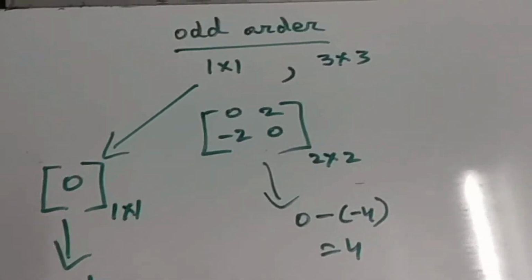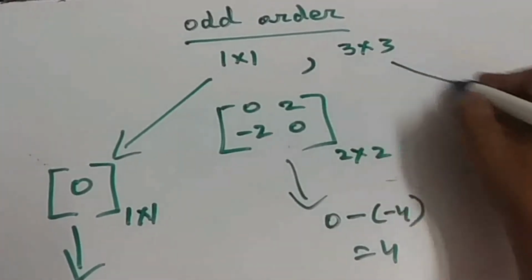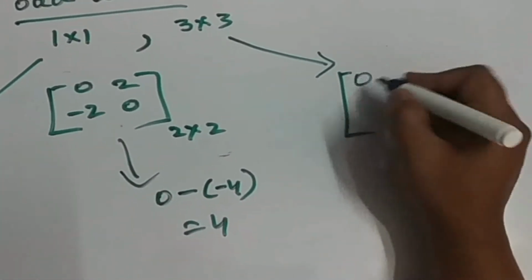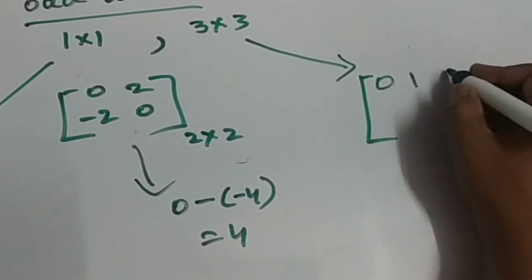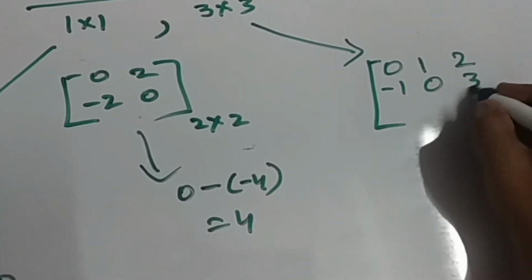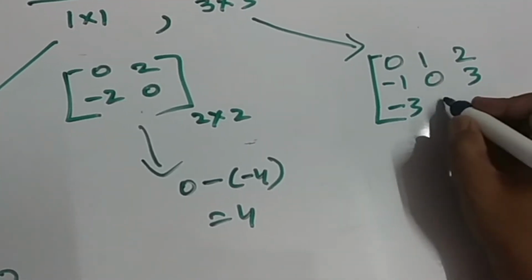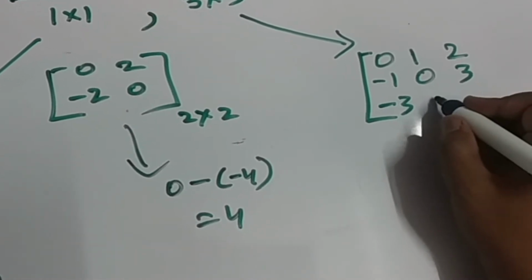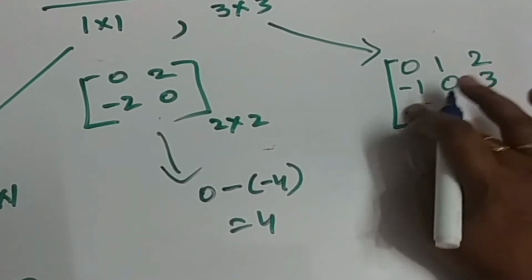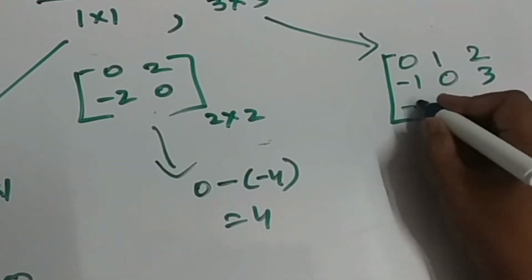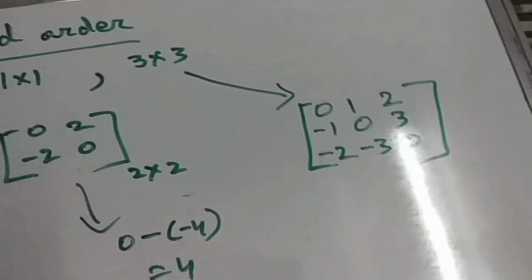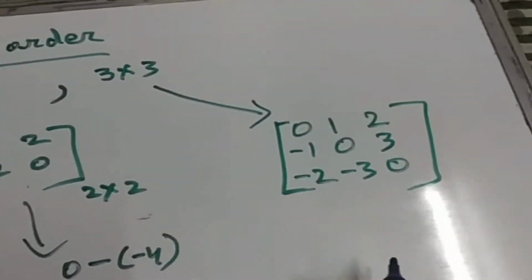Now this is for 2 into 2, and for 3 into 3 is for skew symmetric matrix. 0, say 1 2, then minus 1 0, say 3, then minus 3, here 1 minus 1 2, say minus 2, here minus 3 0. This is skew symmetric matrix of odd order. Now you try to calculate determinant of this.